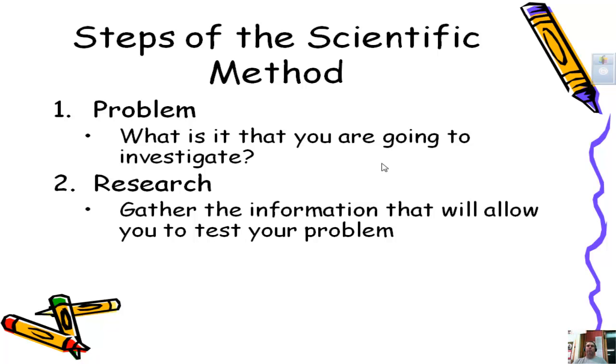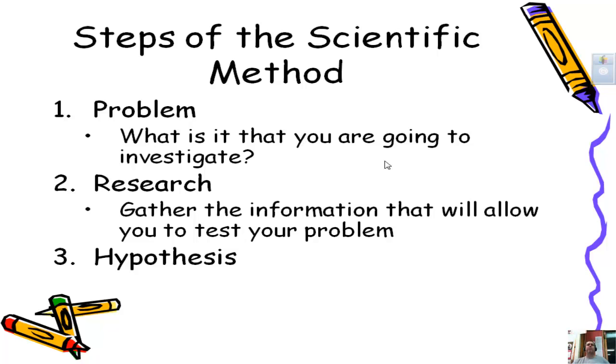So again, the two types of research are pure research, which is done really just for the heck of it, to find out some information that you might want to know, and applied research, where you're researching to solve an actual problem.